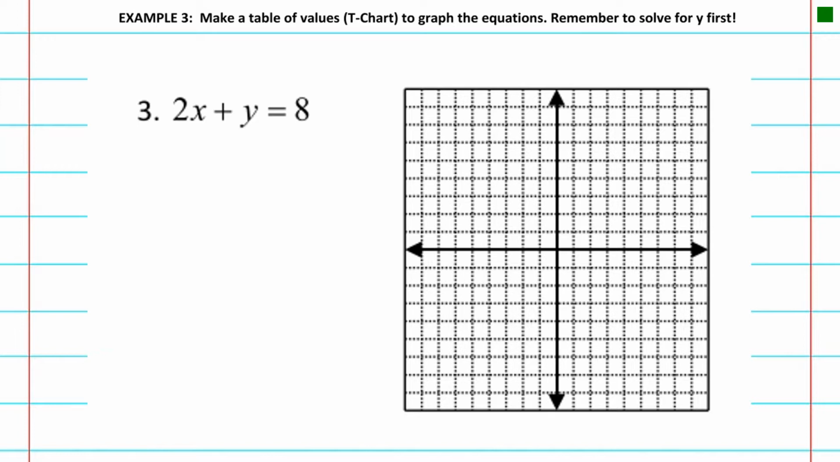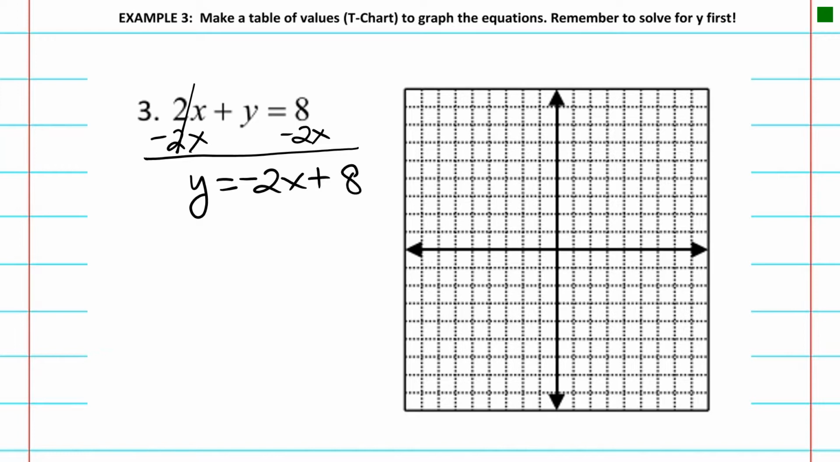So in order to solve for y, I'm going to subtract 2x from both sides. Those cancel out, and I get y equals. And then I told you that little trick about putting the x term first. So I put negative 2x plus 8. Now I've solved for y. Now I make my t-chart. So I have x, negative 2x plus 8, and y.